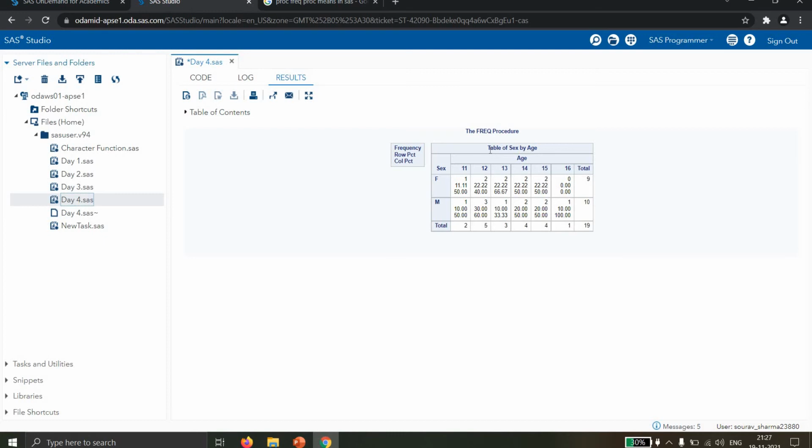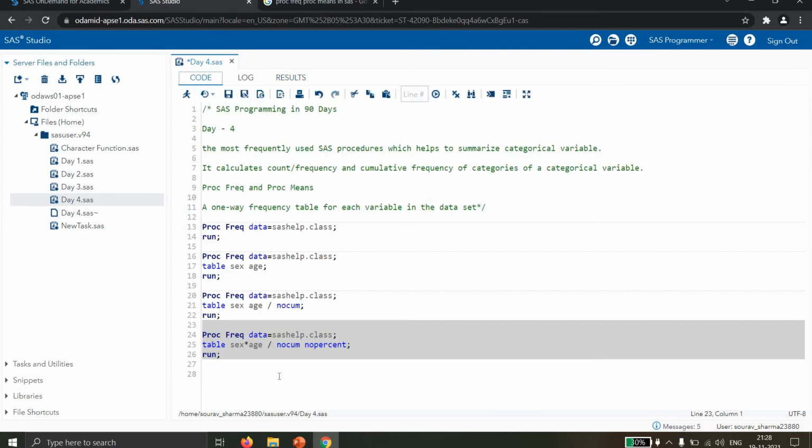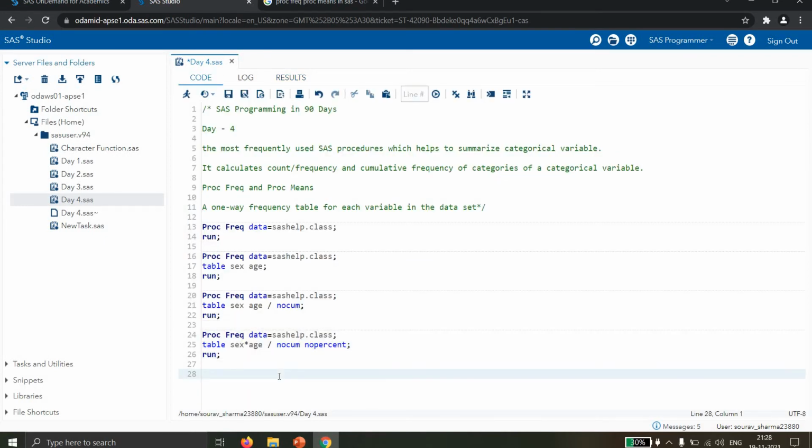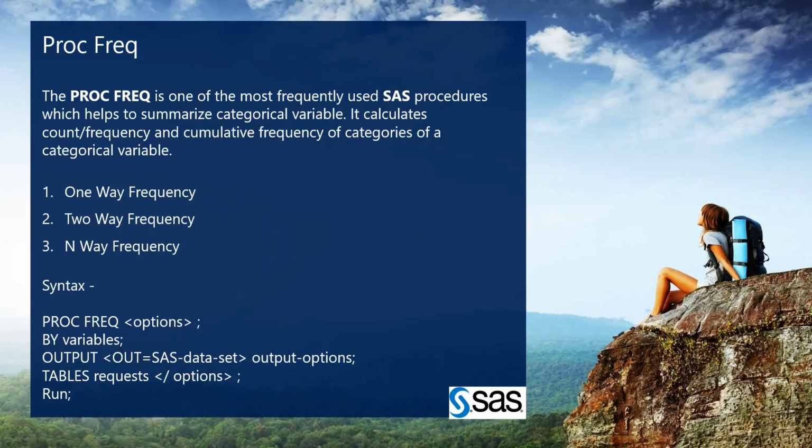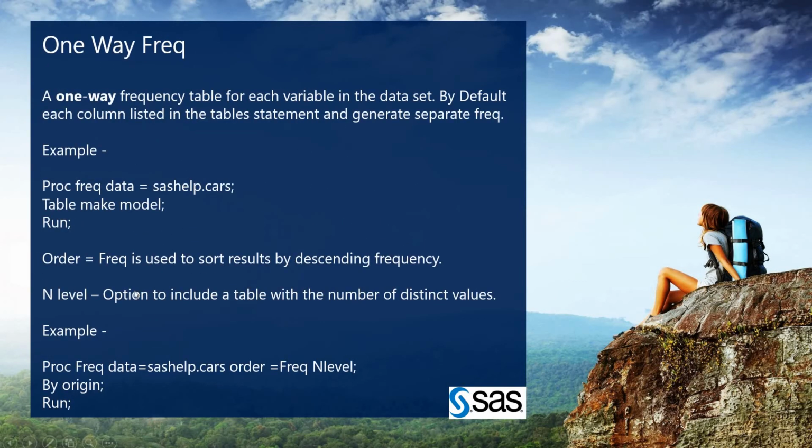Okay, the table name is table of sex by age, because we have sex first, then we have age. This is the horizontal one, so by gender they are showing the age. This is called one-way frequency, and this is called two-way frequency. If you write the multiplication sign, then it will give us a two-way frequency. We will see n-way frequency also here.